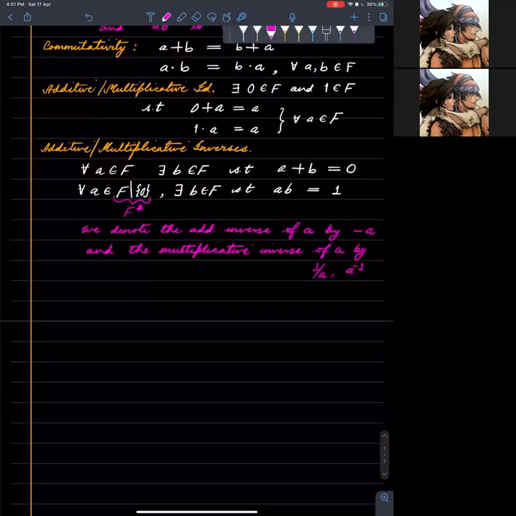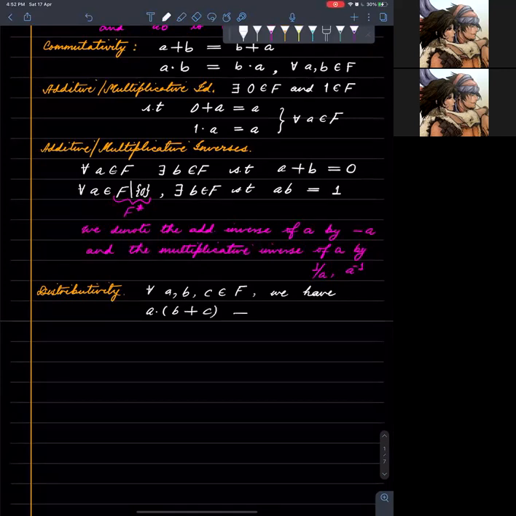And lastly, we insist on distributivity. So these addition and multiplication should interact in some way. Distributivity says that for all elements A, B, and C in F, the multiplication distributes over the addition.